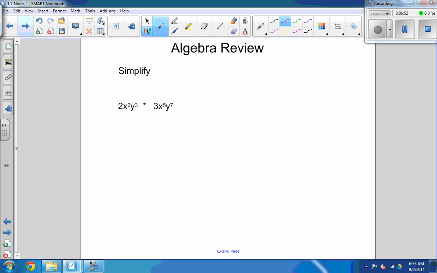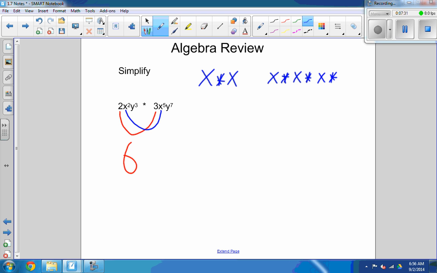Now let's do a little bit of algebra review. Let's simplify this expression: 2x squared y cubed times 3x to the 5th y to the 7th. I multiply, so I do 2 times 3 and I get 6. X squared times x to the 5th, well, x squared is really x times x. X to the 5th is x times x times x times x times x. I'm multiplying those, so I have a total of 7 x's here. So I end up with x to the 7th.